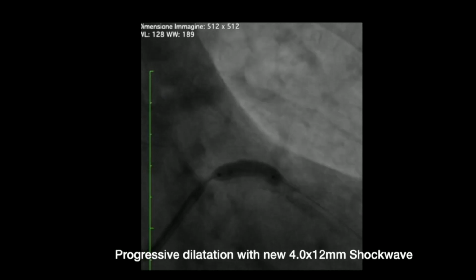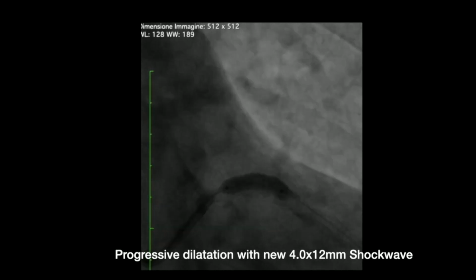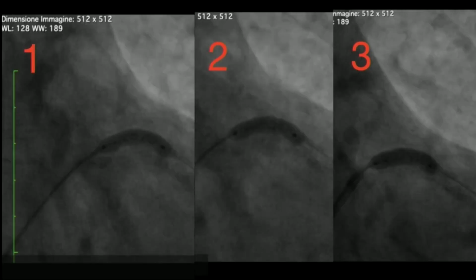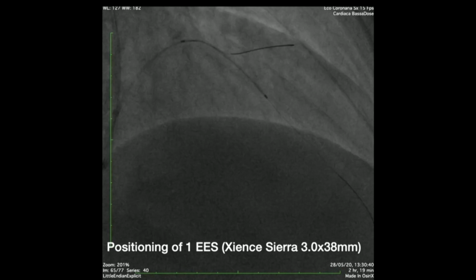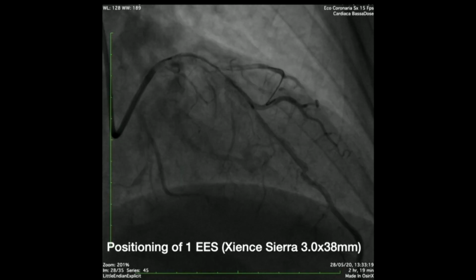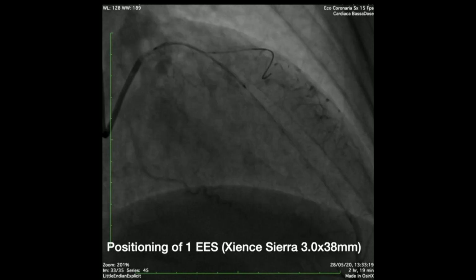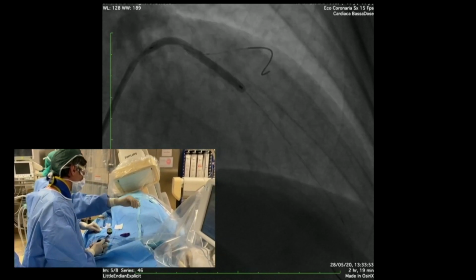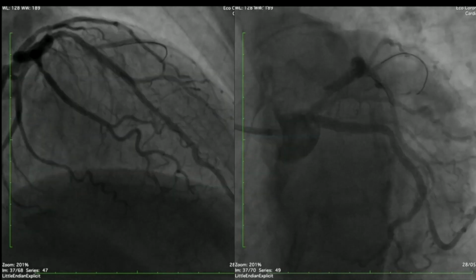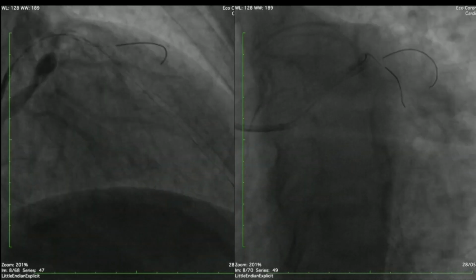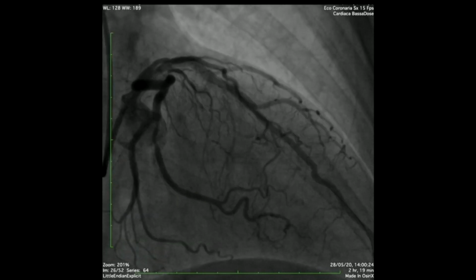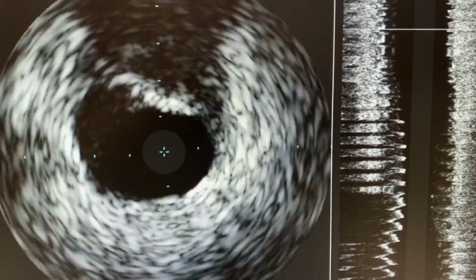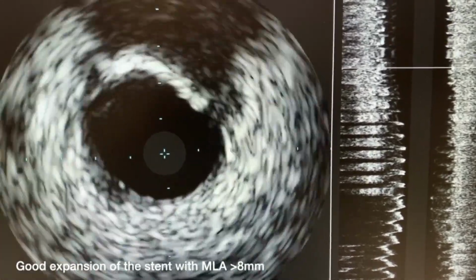So we took another new 4.12 shock wave balloon and we did the 80 pulses. And you can see what Javier was saying, the difference between 1, 2, and 3, how it slowly grows, how it dilates farther, how we prepare the lesion better. Then we go with the stent, which is a little bit undersized because it's sized on the distal diameter. So it's 3.0 because we want to expand it proximally to 4.0 after we make sure that the distal part of the vessel is not damaged by dissections.